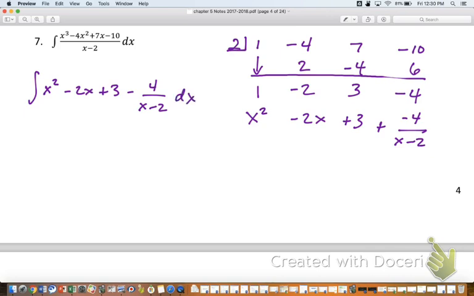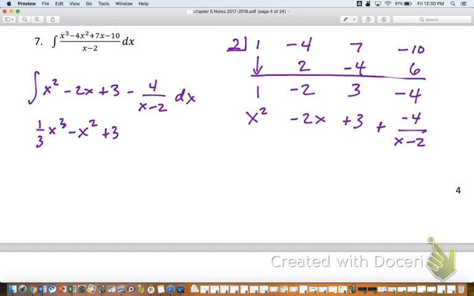And now I can just go term by term because now it's just a sum of these. So what's the antiderivative of x squared? Yep. And how about the antiderivative of minus 2x? That's right. x cubed for the first one. Oh, x cubed, thank you. Antiderivative of 3? 3x. Oh, and then what's the antiderivative of minus 4 over x minus 2?